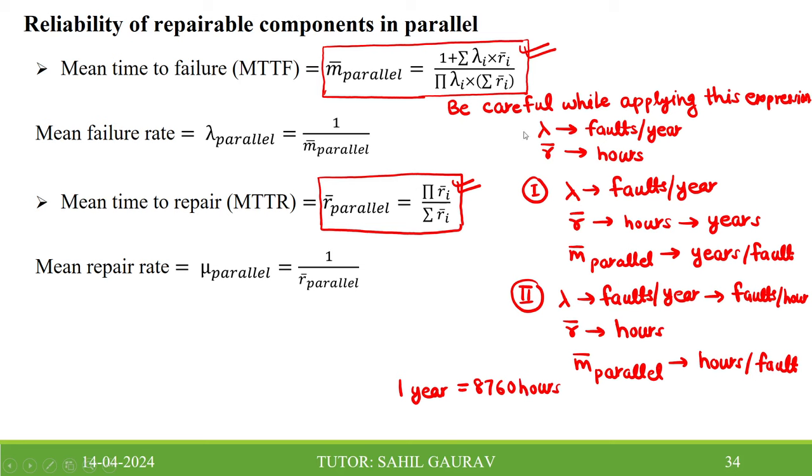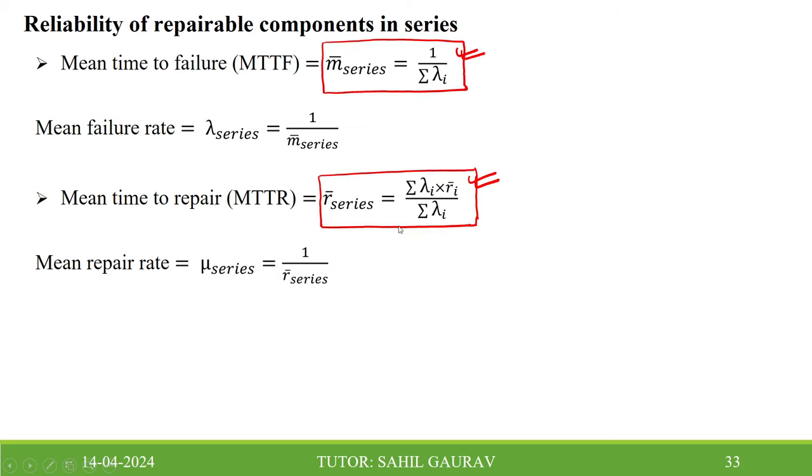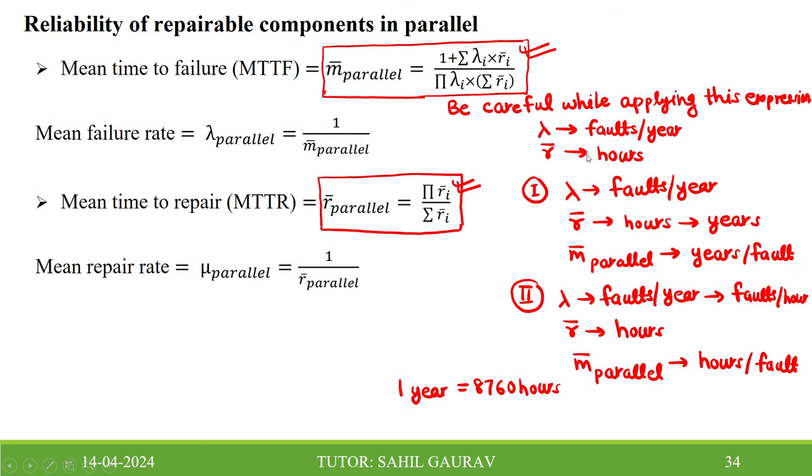So you have to be careful with the units, because in other expressions, if you put these units, they will get cancelled out between numerator and denominator. So no problem in other expressions, but in this expression you have to put all the units in the same time scale. So just be careful while applying this expression for mean time to failure for repairable components in parallel, because you have to put all the values in the same time scale, since the numerator and denominator do not get cancelled out with the units.